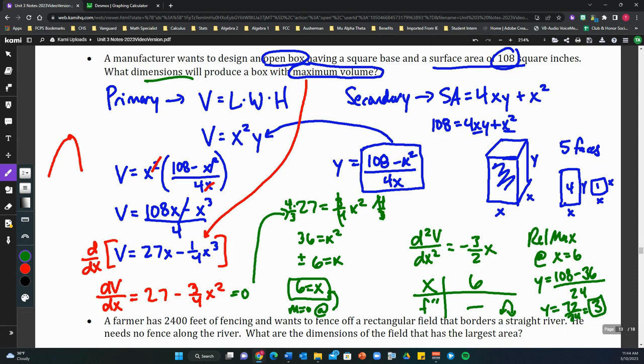So for the dimensions that will produce a box with a maximum volume, if we only have 108 square inches to make it with an open top, we are using square inches for area, so each single dimension has just inches. So this would be a 6-inch by 6-inch by 3-inch box.